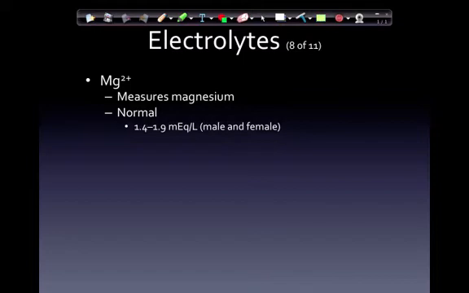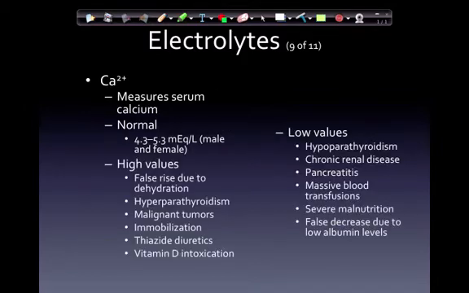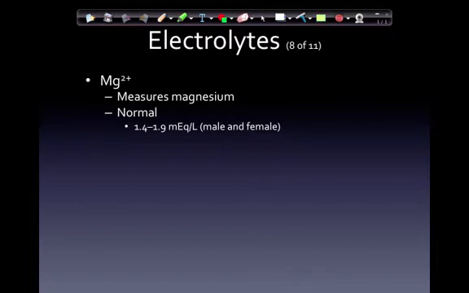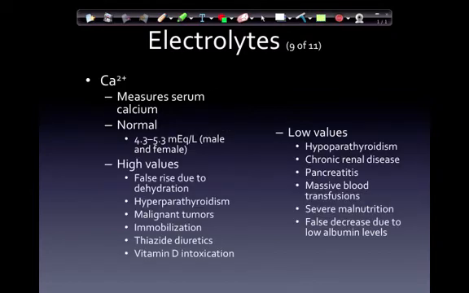Magnesium measures magnesium. Normal on this is 1.4 to 1.9 milliequivalents per liter in both male and female. This is calcium, 9 of 11. It measures serum calcium. Normal on this is 4.3 to 5.3 milliequivalents per liter, male and female. Now, these two electrolytes are kind of at odds with one another. Calcium increases contractile force in our muscles.